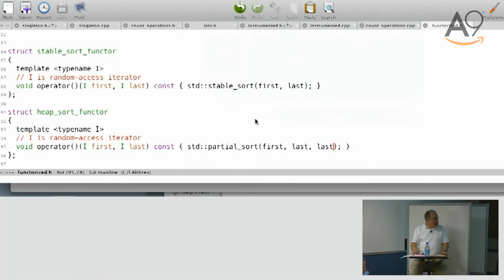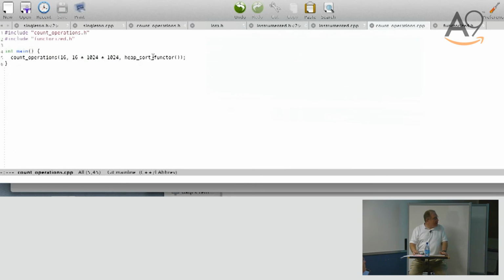If we go to this count operation CPP, it takes a functor which specifies what kind of sort it is. And you could figure out what the technology is by just looking at the code. We pass this functor, which is sort of an amazing thing. We will study what functors are one of these days, not today.